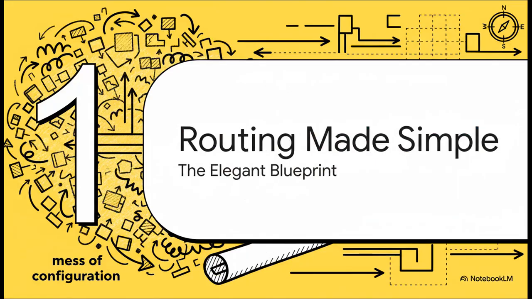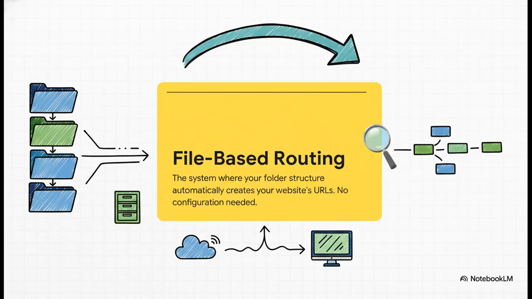Okay, let's really dive into this. We're about to see how Next.js takes that tangled mess of configuration and turns it into this clean, intuitive blueprint for your entire application. So the whole system, the entire thing, is built on this one really powerful idea: file-based routing. All this means is that your folder structure automatically, magically, creates your website's URLs. There are no complex config files to wrestle with. Your file manager literally becomes your route manager.